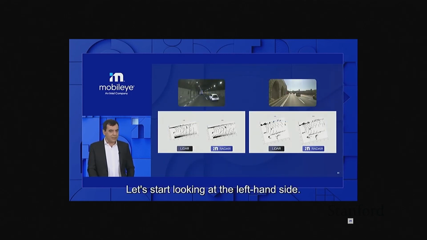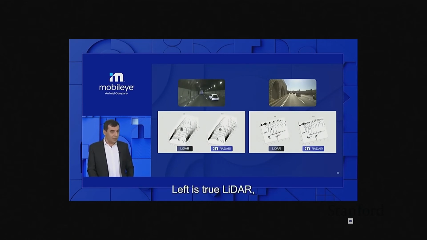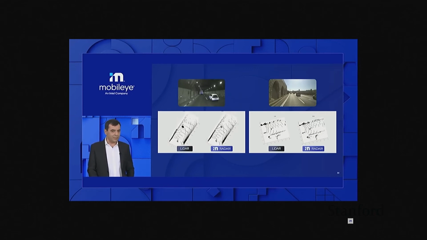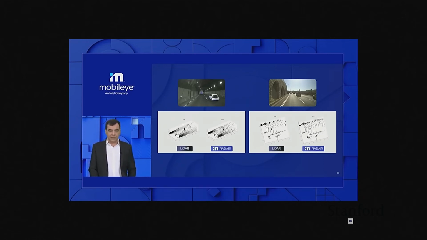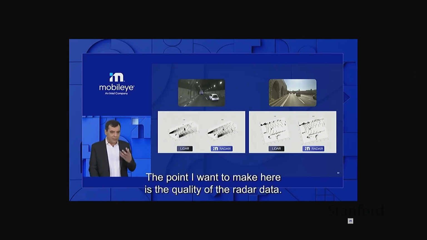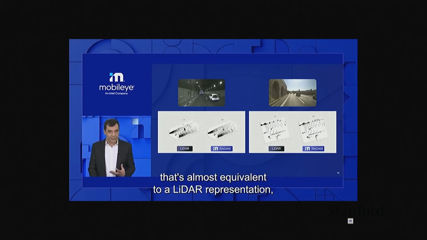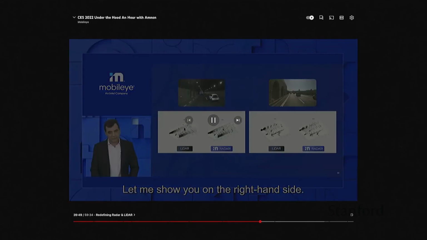Let's start looking at the left-hand side. So on the left-hand side, I'll run this. Left is true LiDAR. Right is the mapped radar to LiDAR representation. It looks almost identical. So the point I want to make here is not the beauty of this neural network that we designed. There's nothing special about that neural network. The point I want to make here is the quality of the radar data. If you can take that radar data and generate a representation that's almost equivalent to a LiDAR representation, it means that there is gold to extract from this LiDAR. Let me show you on the right-hand side.